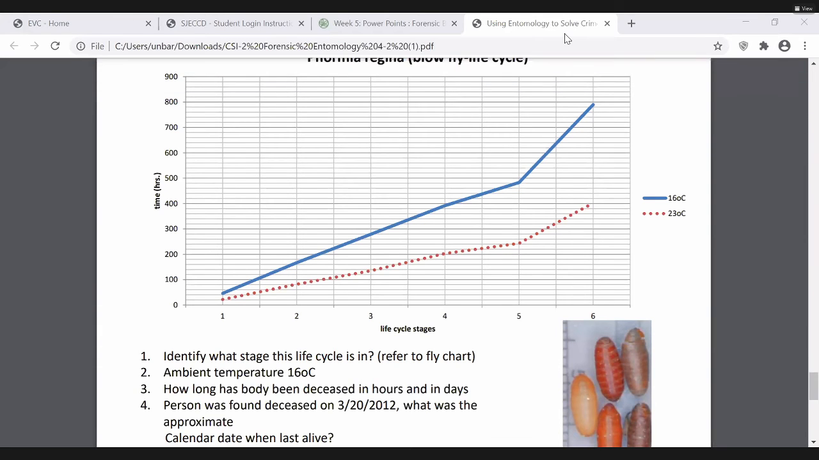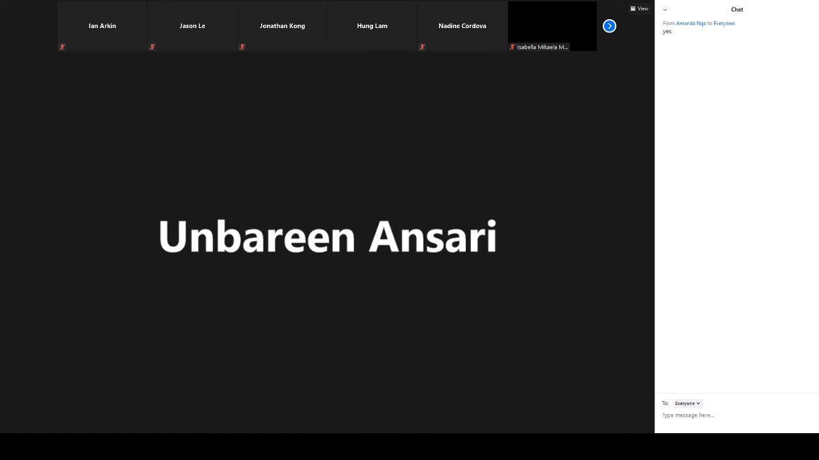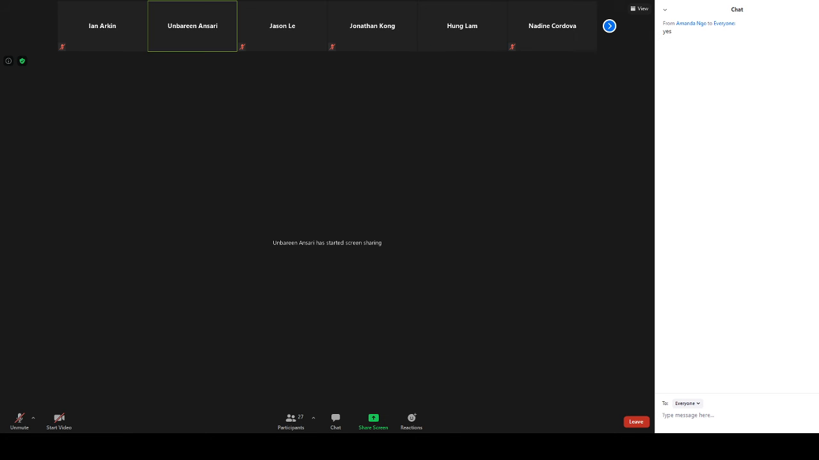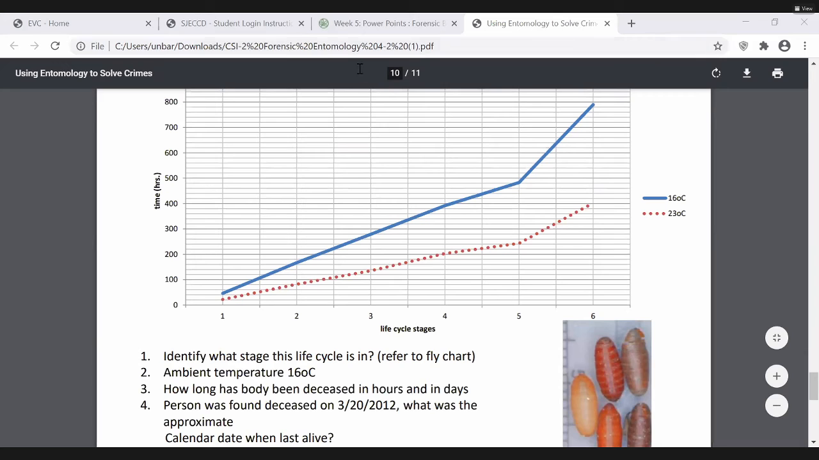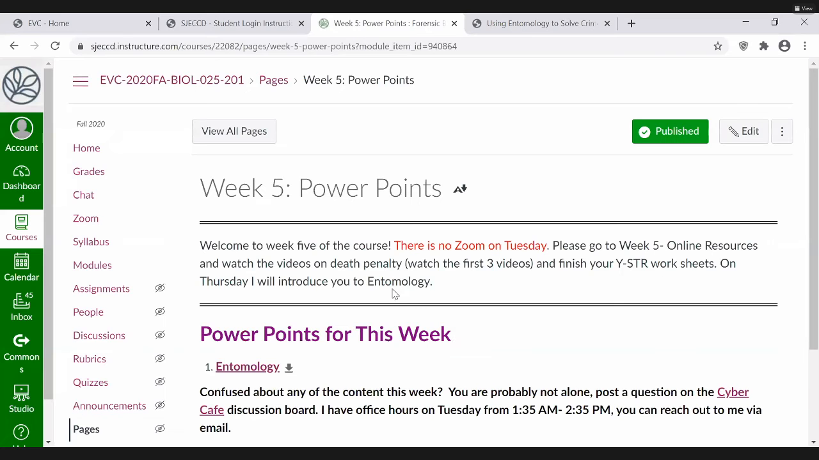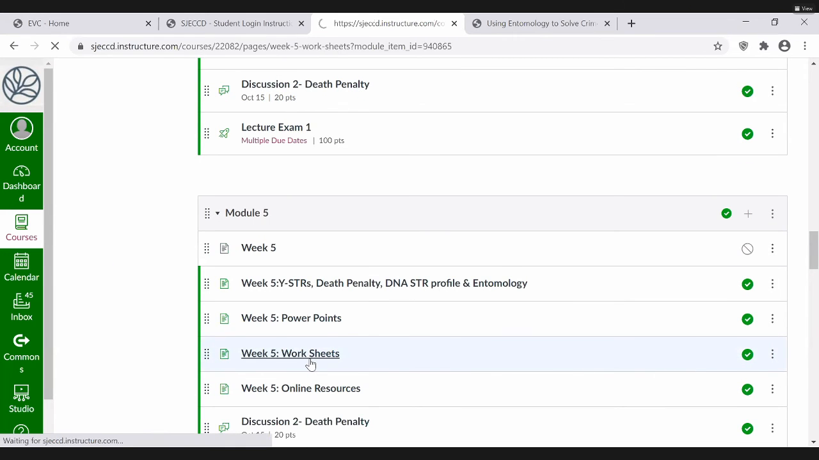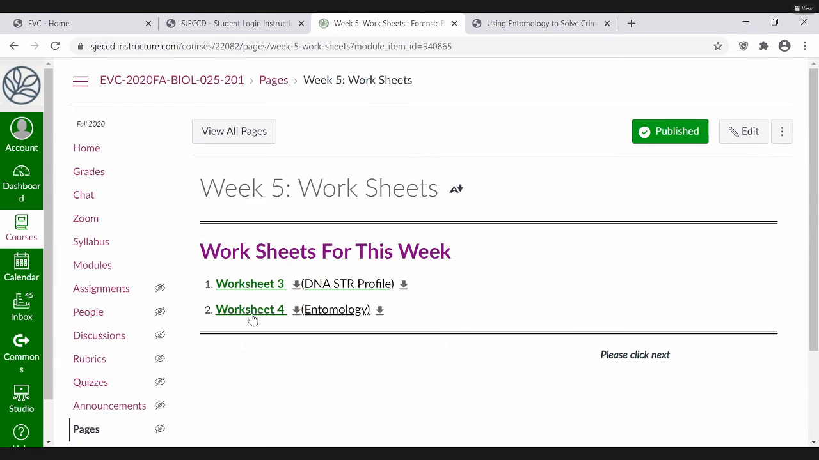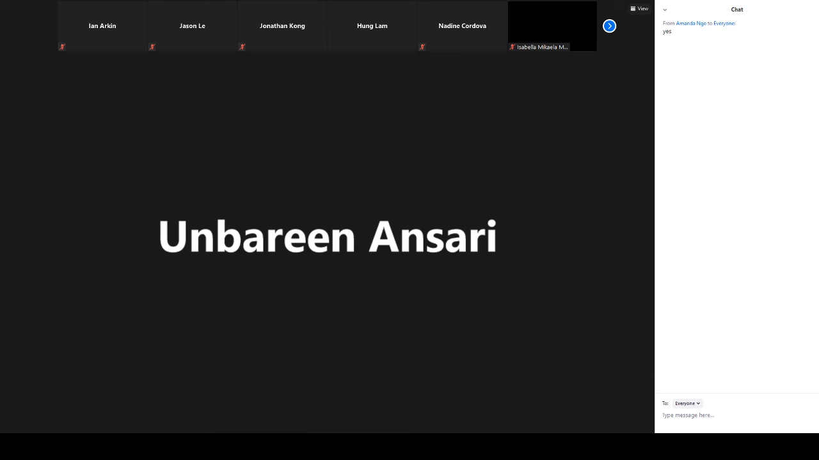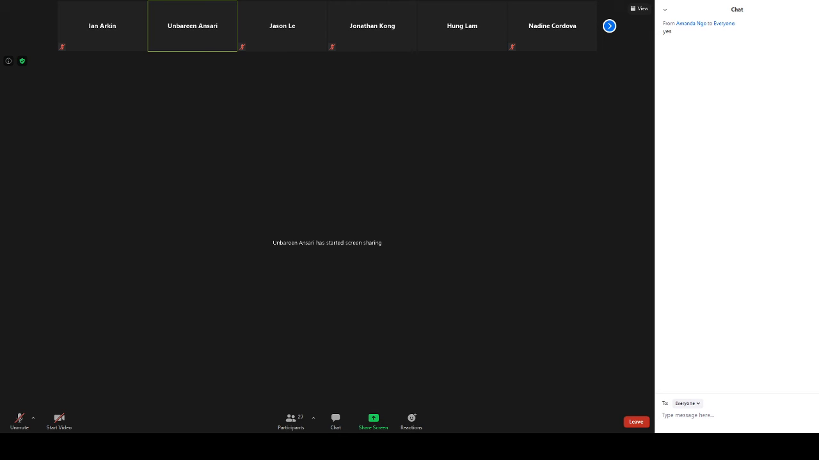Okay, let's look at the worksheet. I'm going to stop sharing this and go to screen share. Hold on, where do I go for this? Okay, I'm going to go here, and back. And we are in the number 5 worksheet, the entomology worksheet. Stop share, screen share, and I believe this is the entomology worksheet. Yes.